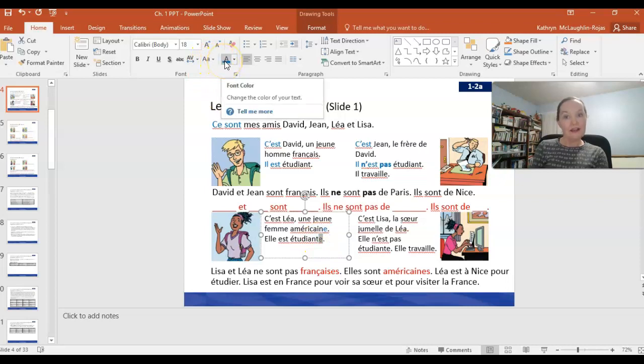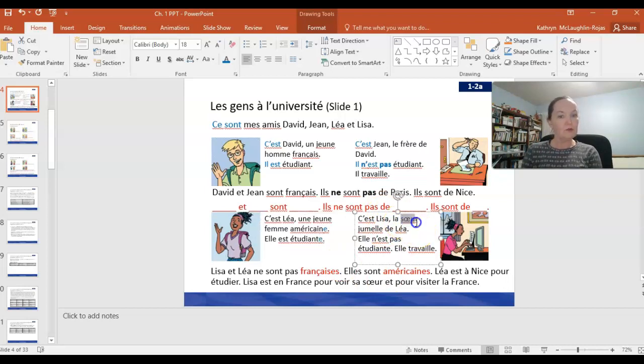Okay, so David est étudiant. Léa, elle, est étudiante. And notice that the consonant sound at the end of that adjective gets pronounced. So, américain for a male. We could say, c'est David, il est américain. But if I'm talking about Léa, now it is, c'est Léa, une jeune femme américaine. Et elle est étudiante. Et David, il est étudiant. Elle est étudiante.